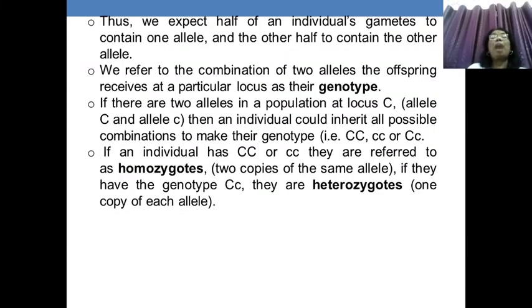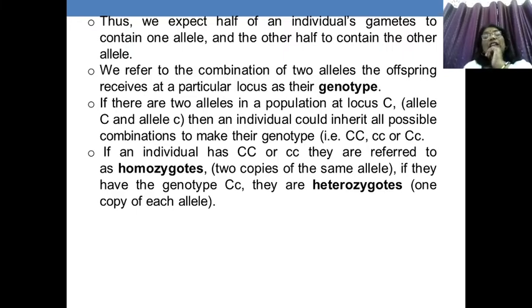Thus, we expect half of all gametes to contain one allele and the other half to contain the other allele. The combination of two alleles the offspring receives at a particular locus is their genotype. If there are two alleles in a population at locus C, allele capital C and allele small c, then the individual could inherit all possible combinations to make their genotype: capital C capital C, capital C small c, or small c small c. These are the various possible combinations of genotypes.